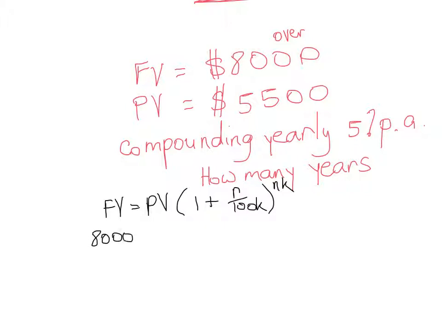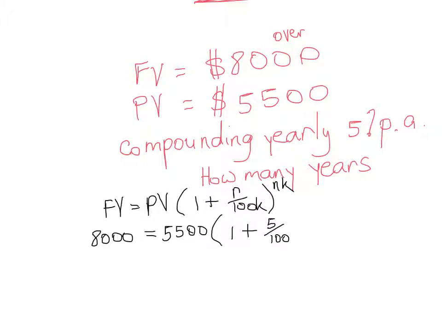I said over 8,000 because it might not be exactly 8. It might end up being 7,000 and something, and then the following year it's going to go a little bit over 8. So we'll just say 8 and see what decimal we come up with. The present value is 5,500 because that's what you start off with. 1 plus R, and that's the percent interest per year, so that's 5 over 100K.